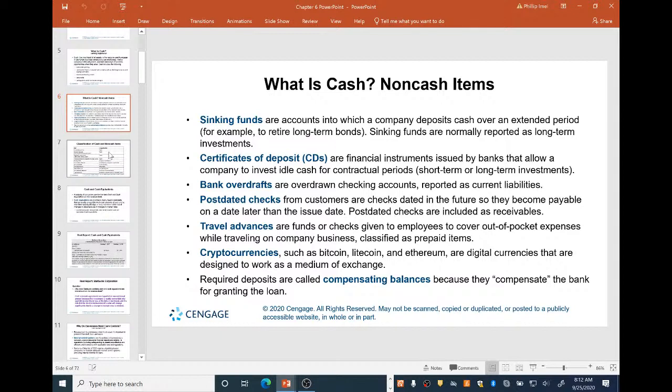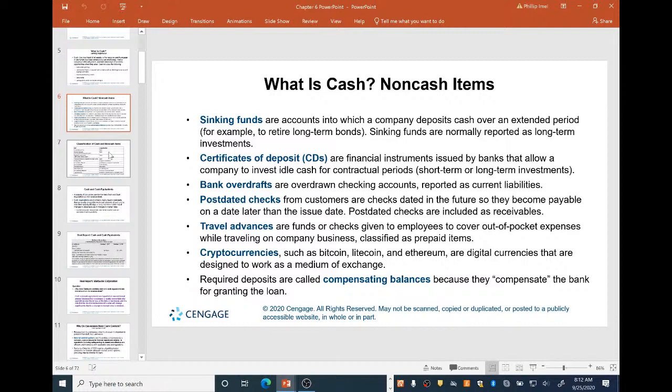Bank overdrafts, obviously, that's where we spent too much money. That's not cash. That's a liability. Post-dated checks, that's where someone gives us a check. We know that we have to wait maybe a week or two before we can cash it. So that's not going to be considered cash. It'll be considered a receivable because we're going to wait to receive that money, even though we have the medium of exchange in our hand, that check. But it's post-dated, so we have to wait until that actual post-dated date in order to switch it from a receivable to cash.